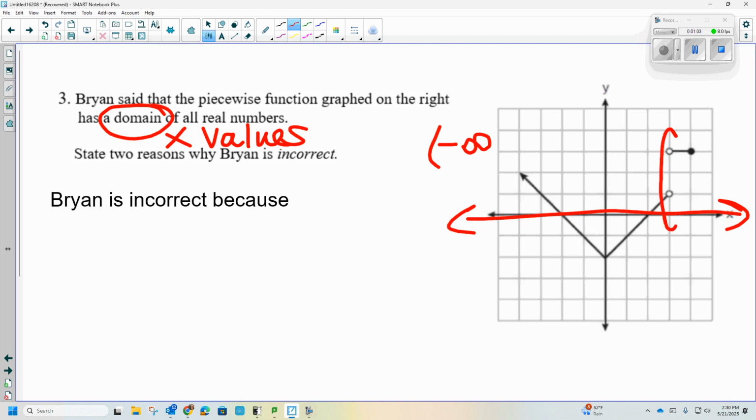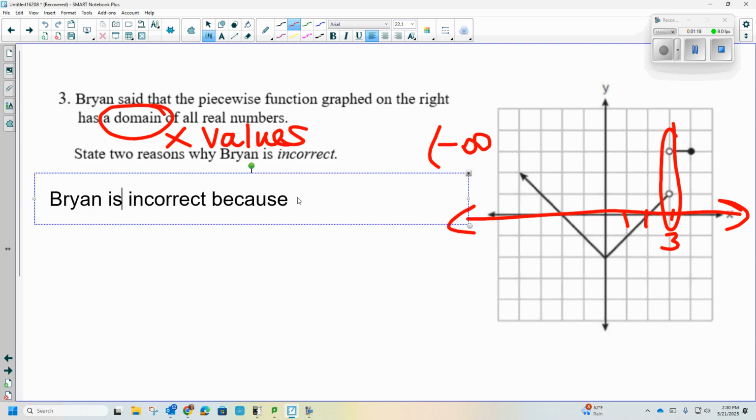you should see here that we have a spot where we have 2 open circles. So this is 1, 2, 3. Okay, so this is the x value of 3, and there is no value for x defined there. Okay, so that is one of our reasons, because if it's all real numbers, we would need it to go from negative infinity all the way to infinity. It would have to be every number.